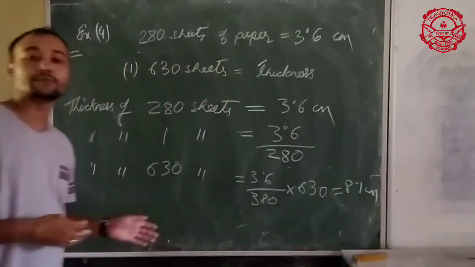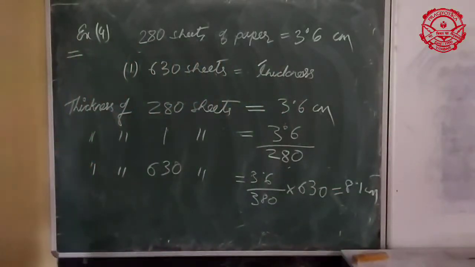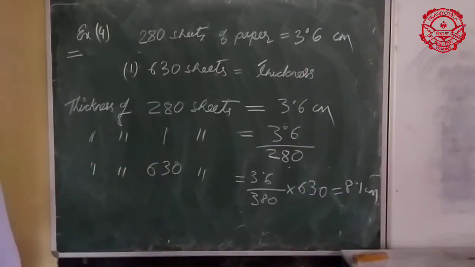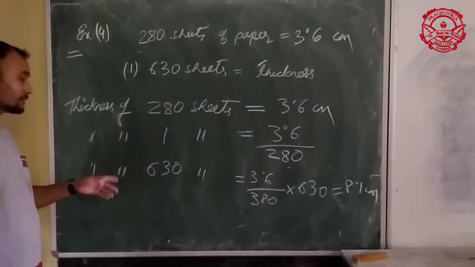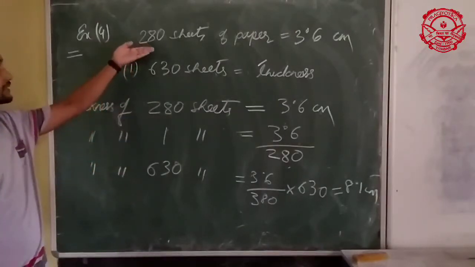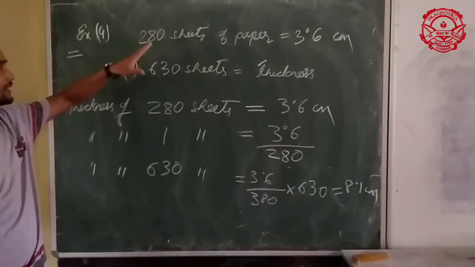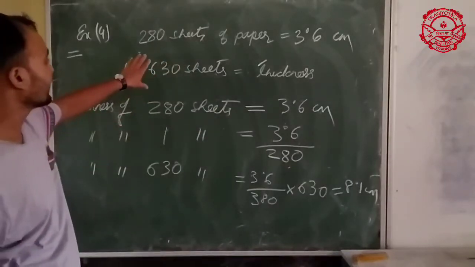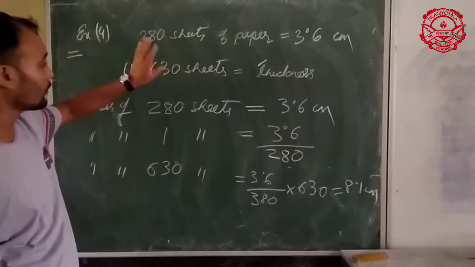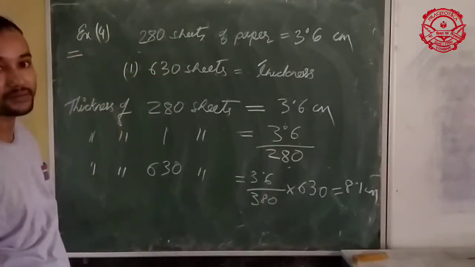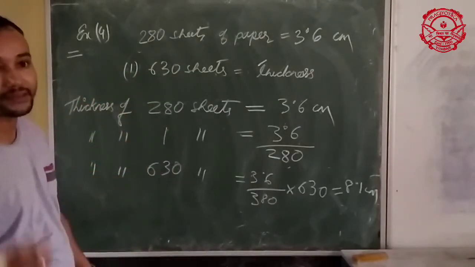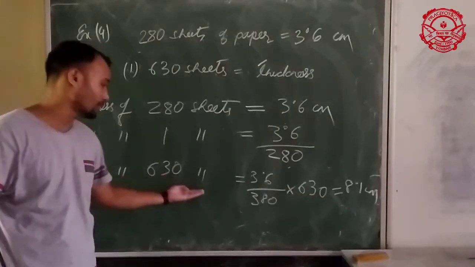I am showing you the method of doing this, and I am not going to calculate the answers. If I busy myself in calculating the answers, I will consume time, and a limited window is given. I need to finish this. Understand? See, at first they are telling us I have 280 sheets of paper, its thickness is 3.6 centimeter. Now they gave more sheets and asked what would be the thickness of 630 sheets of paper. What I do is find the thickness of one sheet. After finding that, I simply multiply with the given number, and the answer comes out.